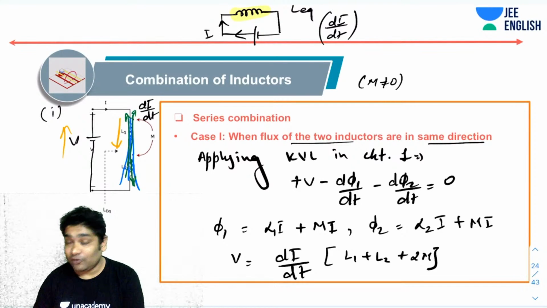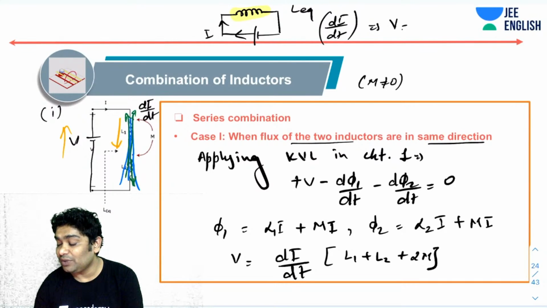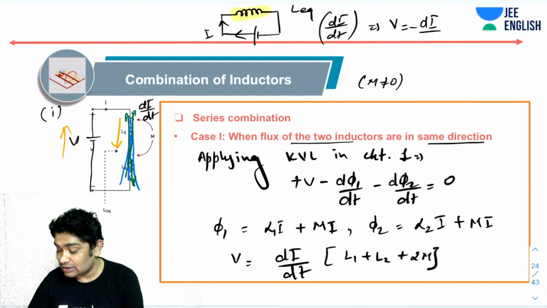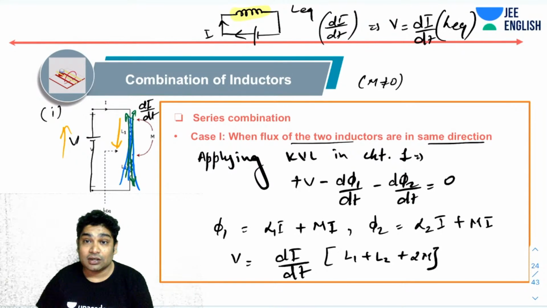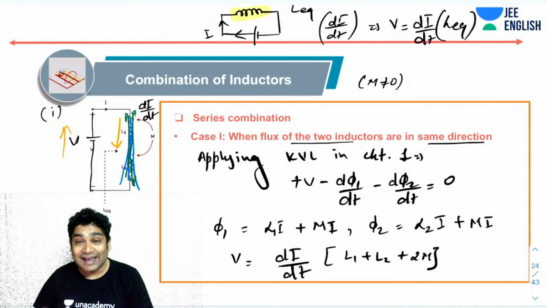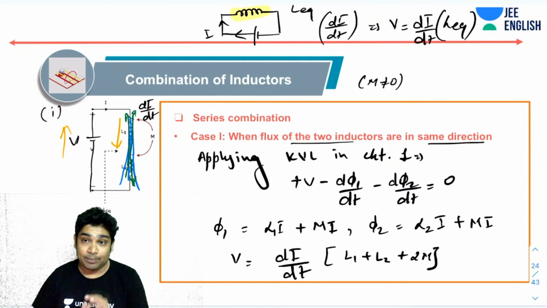Now, how about for this circuit? For this circuit, I can say V should be equal to L equivalent times di by dt. In the equivalent circuit, it will be like this. So what I can see from here is L equivalent would be L1 plus L2 plus 2M. I hope you guys can see that.